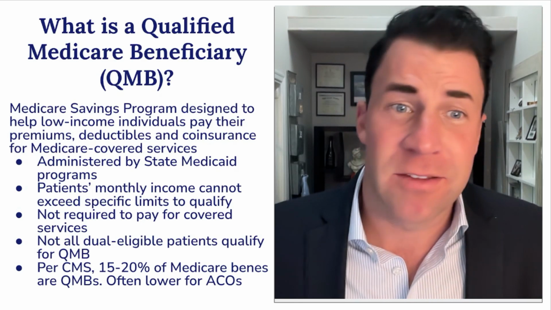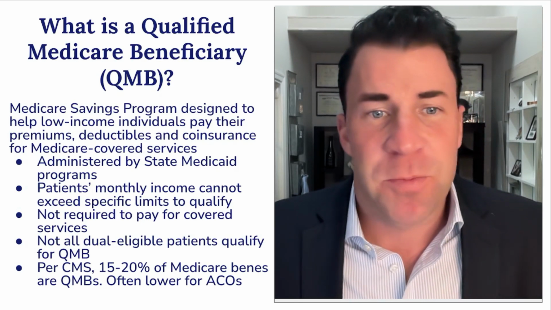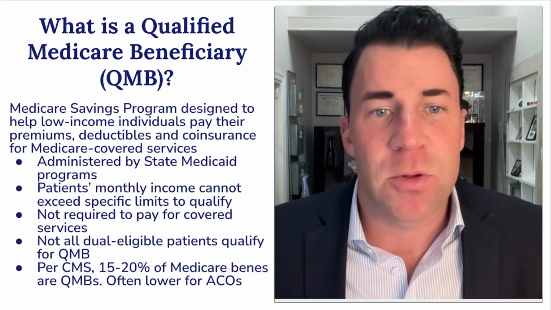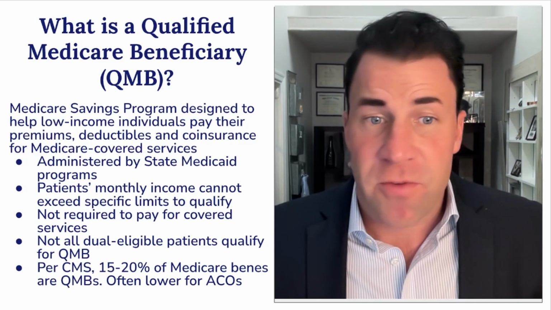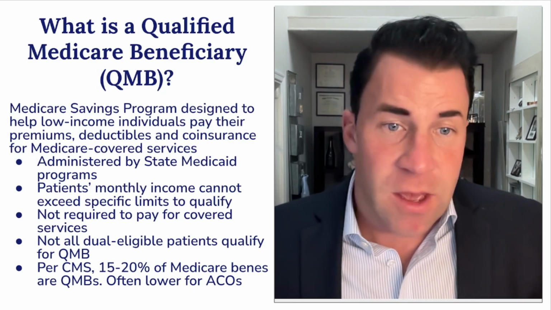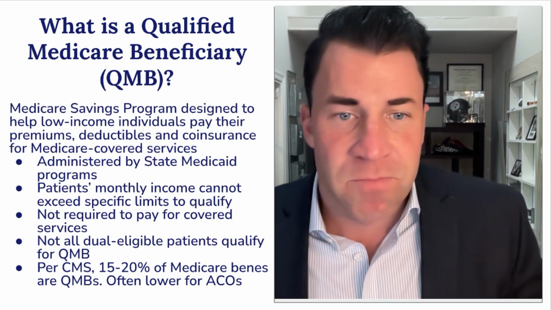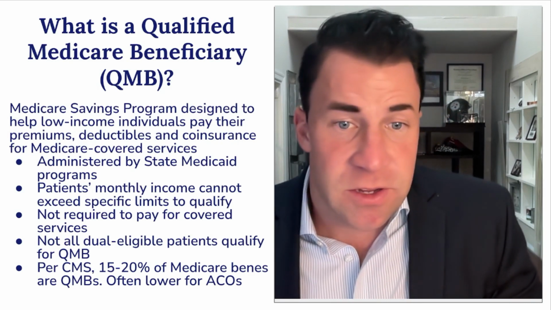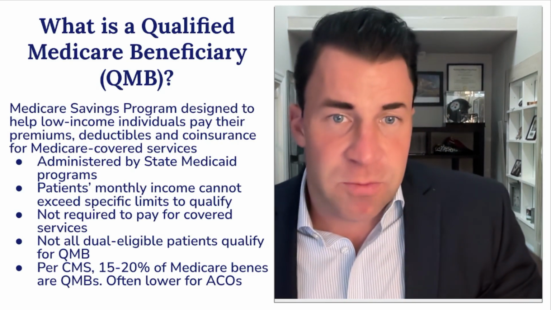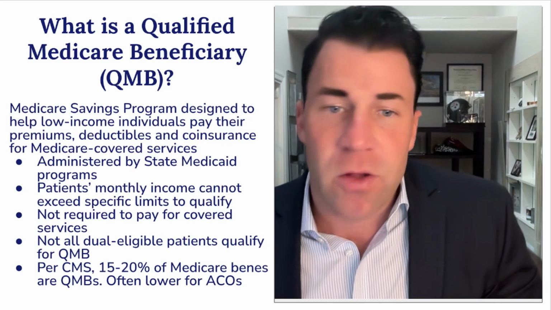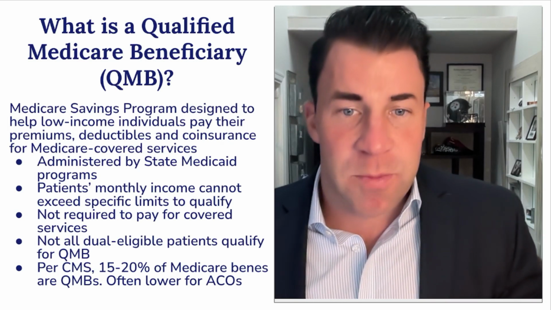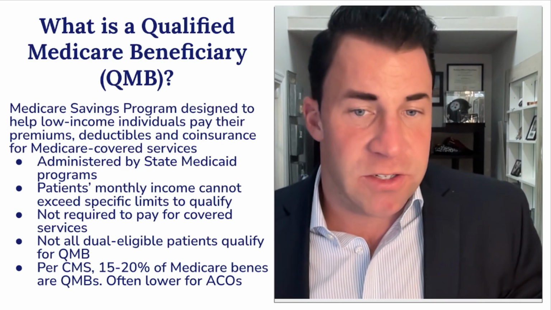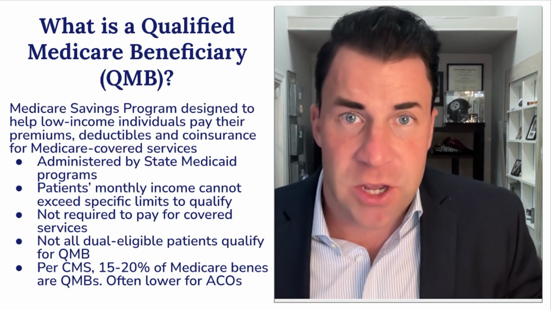What exactly is a qualified Medicare beneficiary? Well, this is part of the Medicare Savings Program. It's designed to help lower income individuals pay their premiums, deductibles, and coinsurance for Medicare covered services. This is administered at the state level by the Medicaid programs. Patients' monthly income cannot exceed specific amounts to qualify, and they're not required to pay for any of these covered services. Most people would think of these patients as being their dual eligible patients, but not all dual eligible patients qualify as a QMB. Per CMS, about 15 to 20% of Medicare beneficiaries are QMBs. Oftentimes, this can even be lower for an ACO.